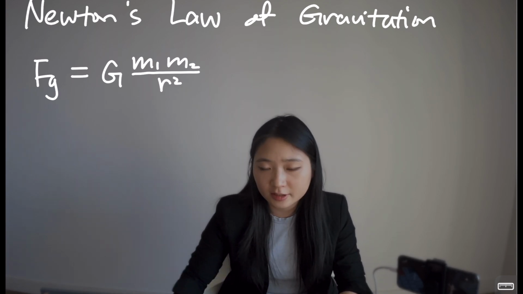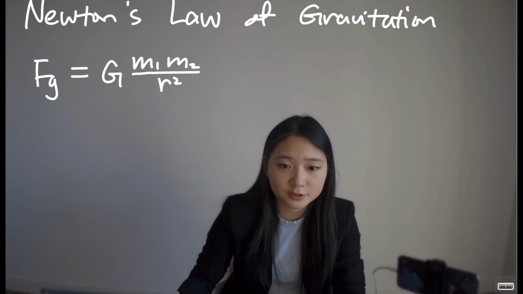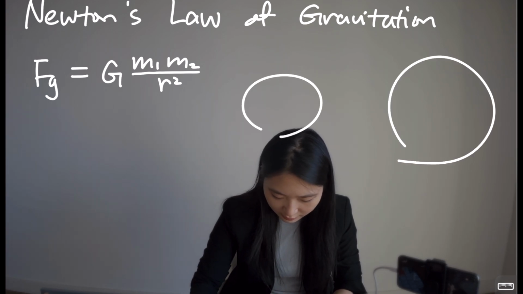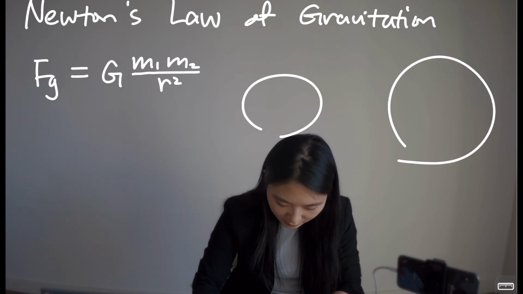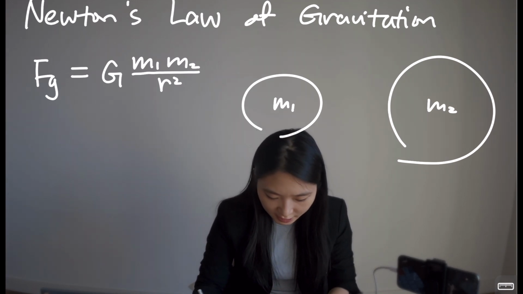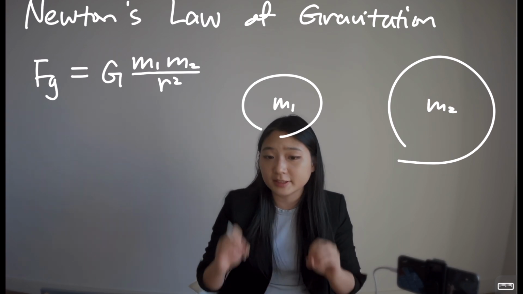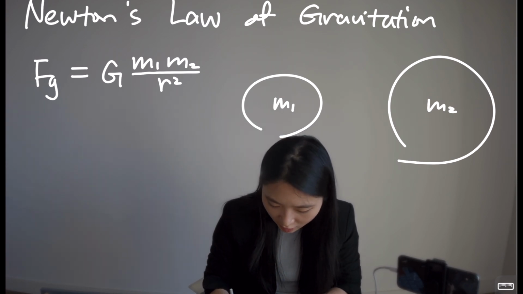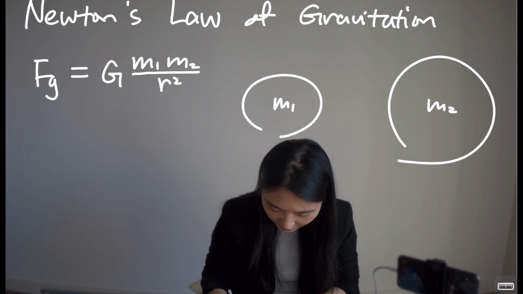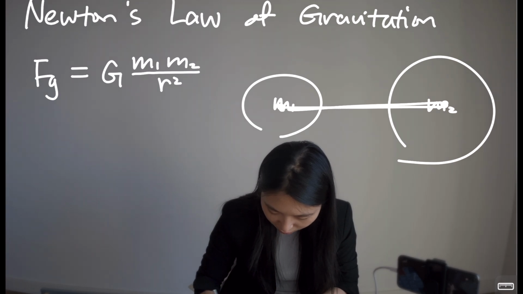Here mass 1 and mass 2 refer to the masses of any two objects that are attracting each other. And here r does not refer to the radius. Here r refers to the distance between the centers of these two objects. Again, r does not refer to this distance. No, r refers to how far the centers of the two objects are apart. This is what we mean by r.